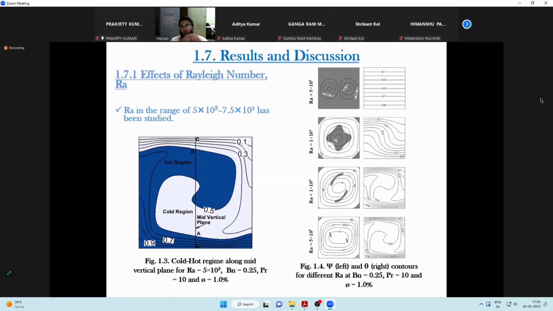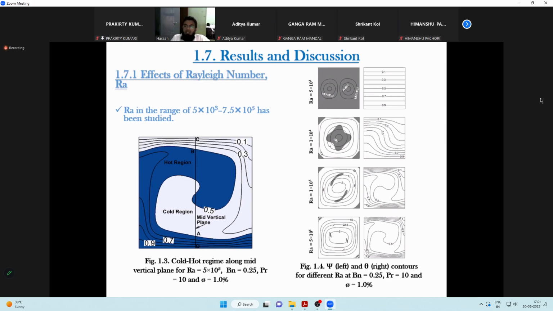And at the core, where the mid-plane in vertical can be seen, it is again the top half that is dominated by the hot region, whereas the bottom half is dominated by the cold region, except the one at the thermally active wall.